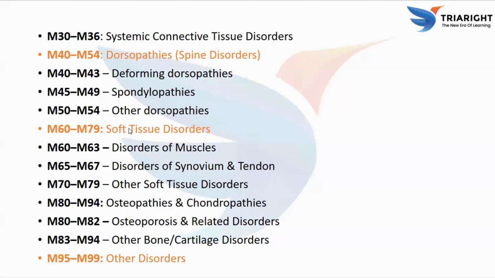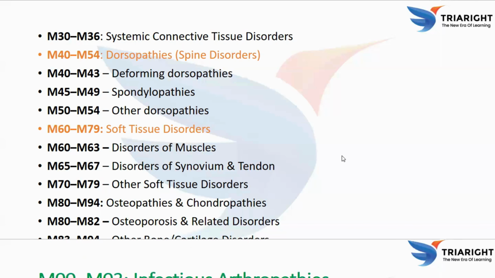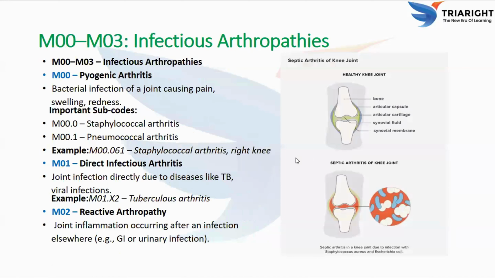So now let's go into a brief discussion about each and every code with example. So coming to M00 to M03 codes, infectious arthropathies. So these codes describe the joint disorders which are caused by infection. So infectious arthritis is an emergency because bacteria can destroy a joint within hours to days. So the first code range is M00 to M03, and this includes M00, M01, and M02.